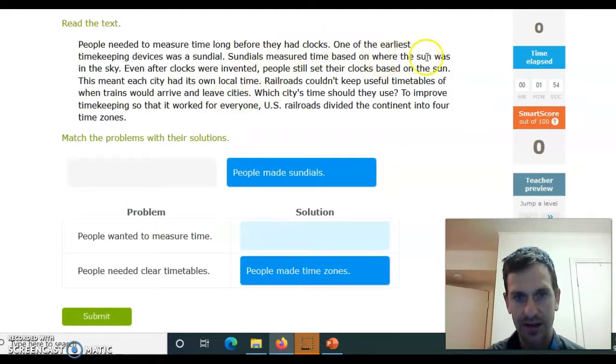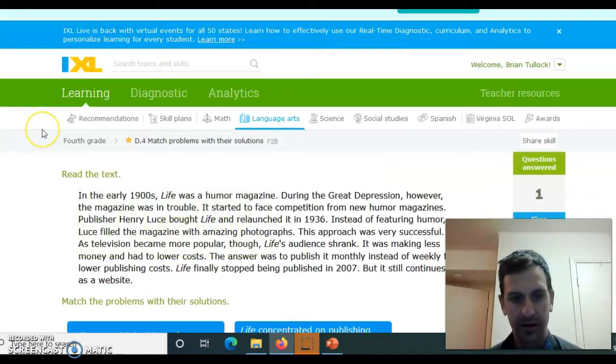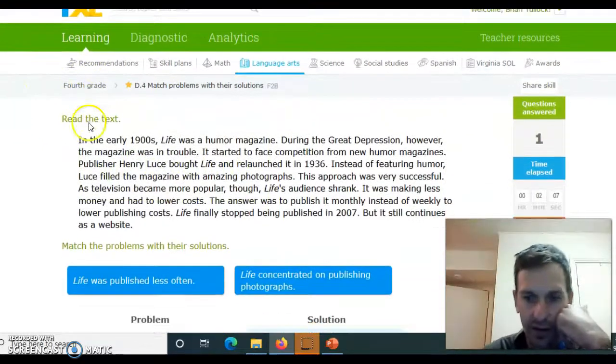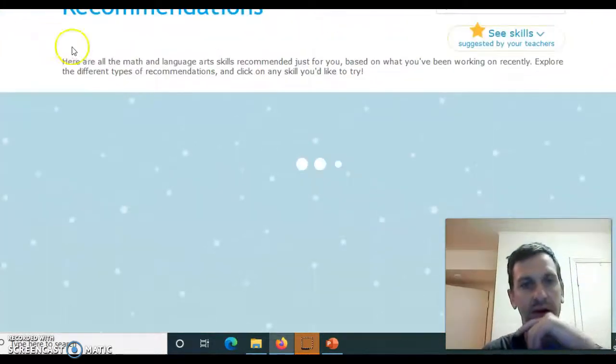Sundials measured time based on where the sun was in the sky. Even after clocks were invented, people still set the clocks based on the sun. So why? People want to measure time, they use sundials. Alright, does it make sense? Go through these, problem and solution. Alright, there's your first one. Alright, so we're going to go back.